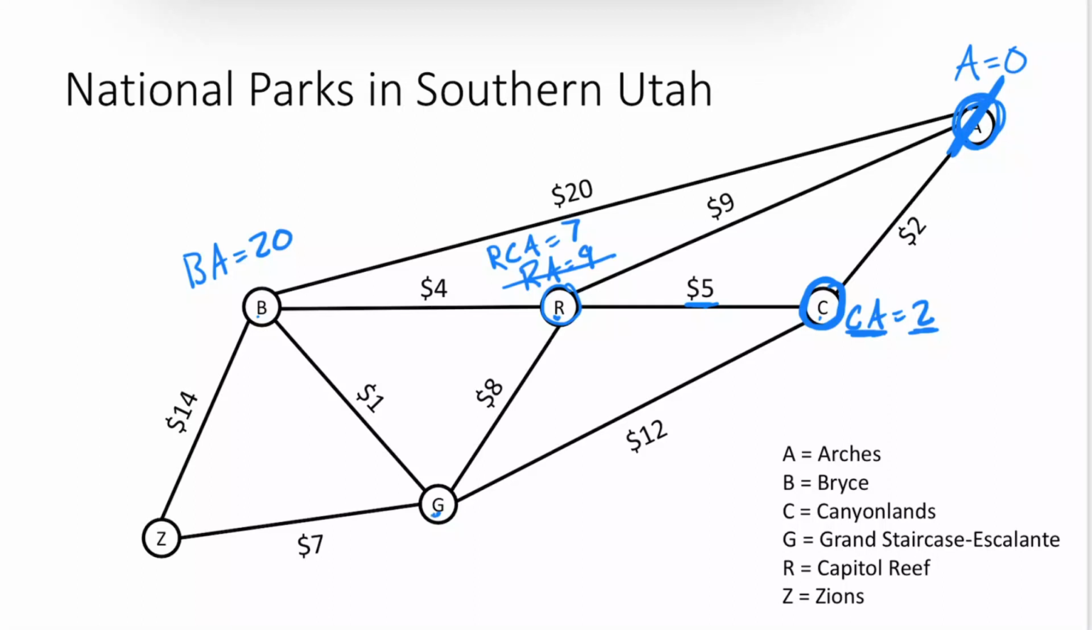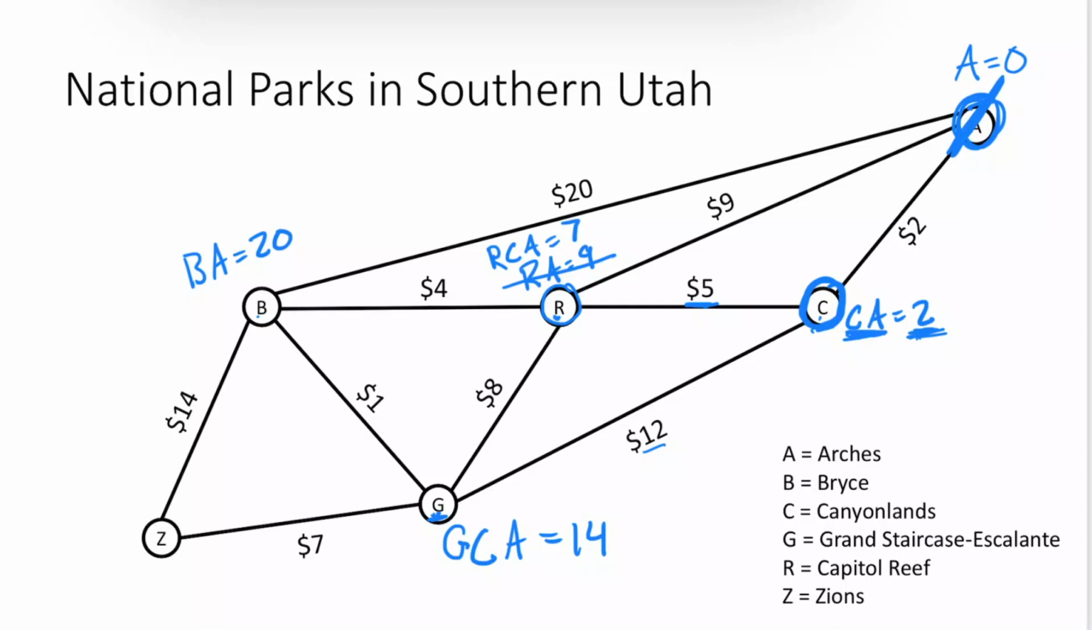And then for G, G doesn't have a path yet because it wasn't directly adjacent to A. So I would say, okay, well, if I went from G to C and then followed the path from C to A, that would cost $14 because it costs $12 to get from G to C, and then to get from C to A costs $2. So basically I do 12 plus 2, and that gives me the 14. And so that gives me the distance from G all the way back to our original endpoint, which is the goal because that's where our campground is.